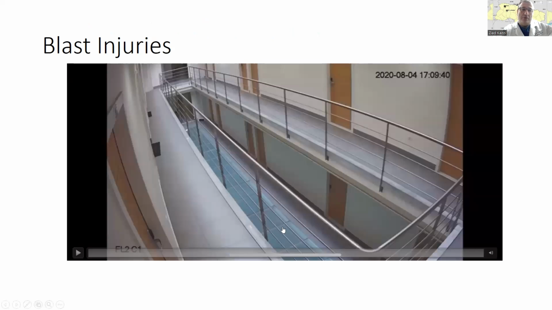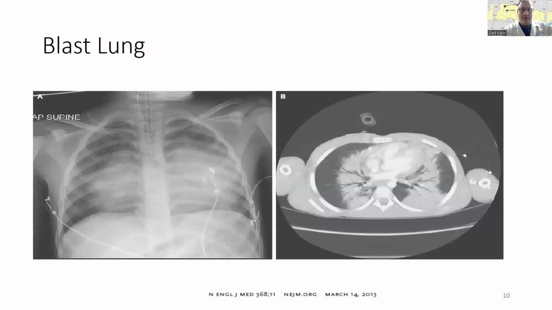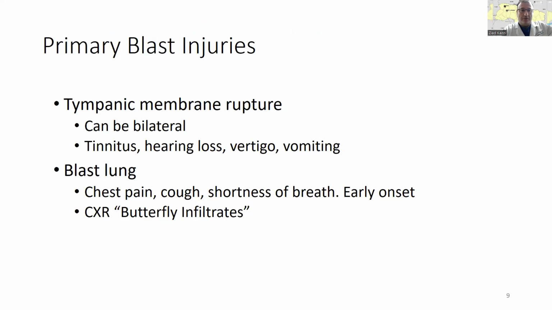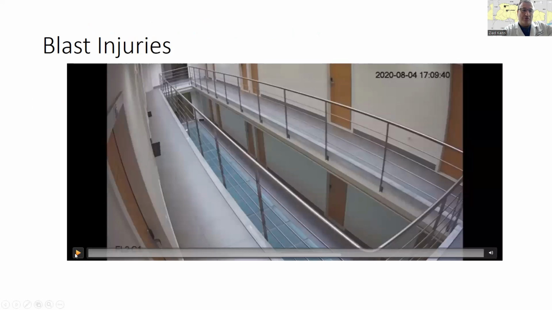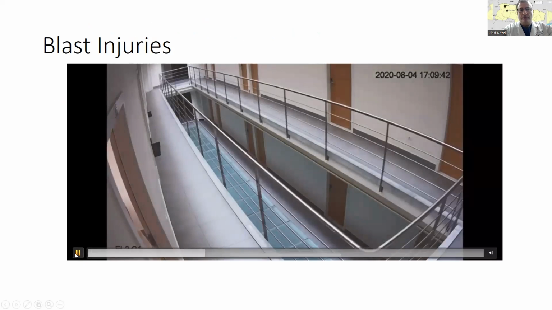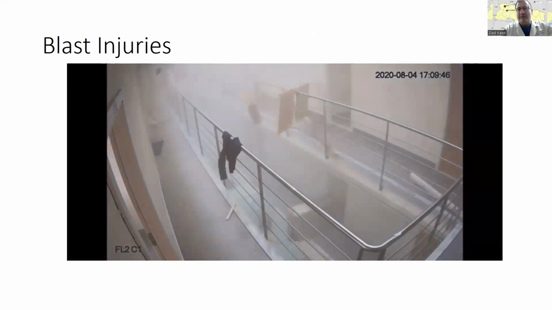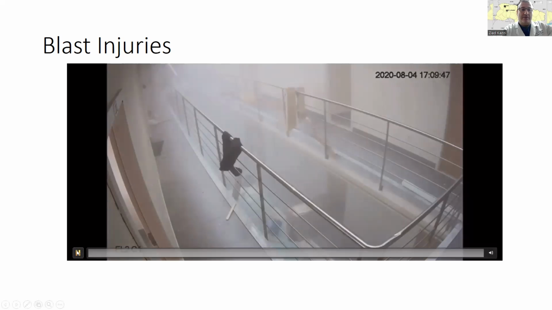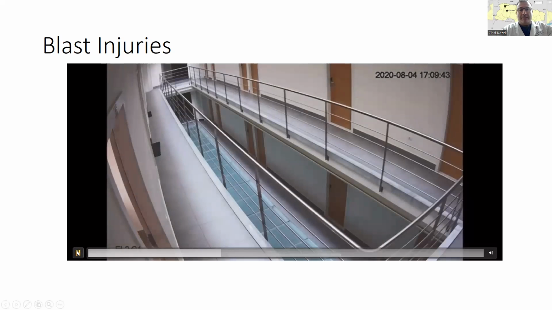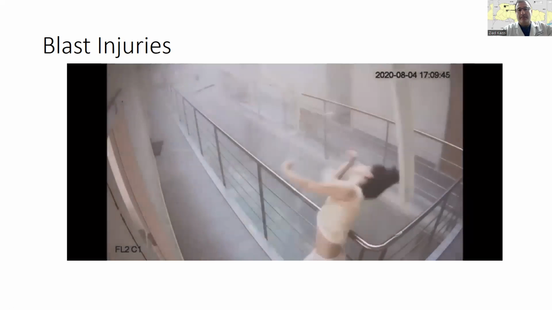This video from Beirut shows a victim of the bombing of the ammonium nitrate explosion at the port. And you can kind of see the four different types of blast injuries in the video. You can imagine an invisible primary blast wave going through her body, affecting her eardrum and her lungs. You can then see the secondary blast injuries from the fragments that are flying towards her.